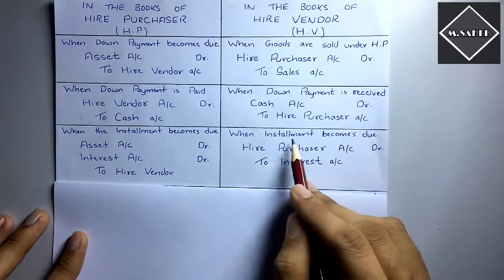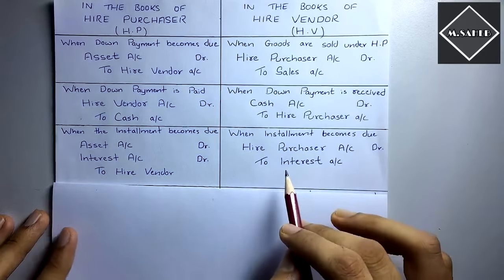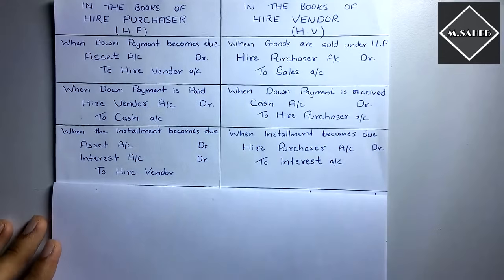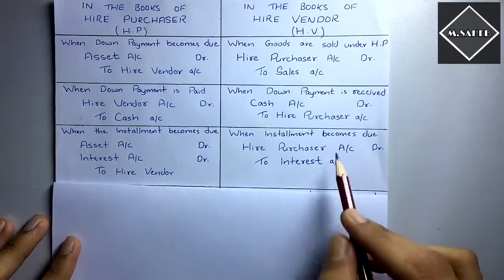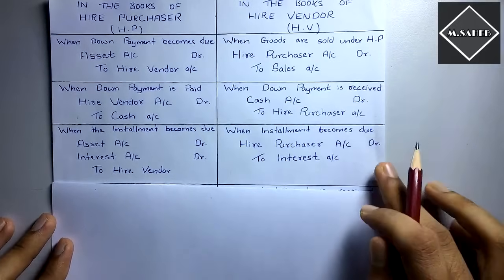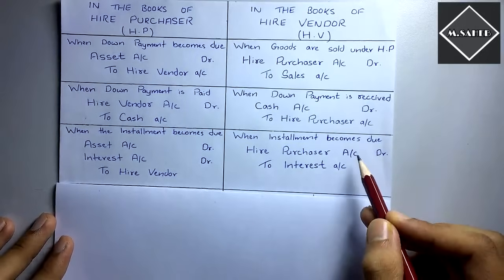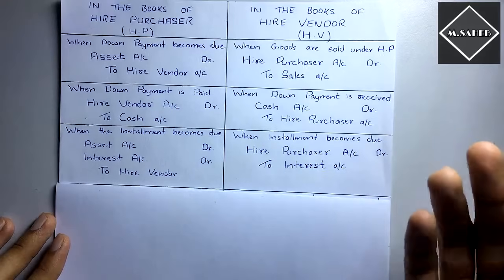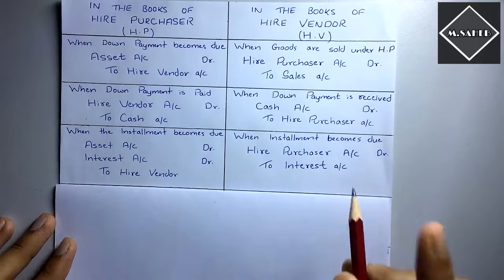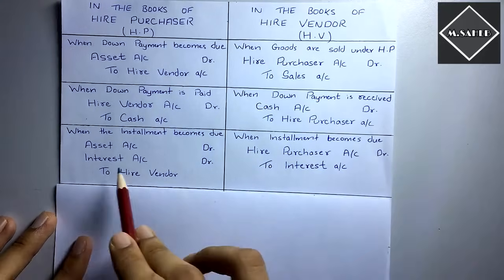Now here when the installment becomes due, they will only show interest over here. So hire purchaser account debit to interest account. Why is the hire purchaser account debited? Because again the same thing, liability is arising, the debtor is increasing, asset is increasing, so it is debited to interest account. Now for him interest is income because he is going to receive the interest, he is not going to pay.